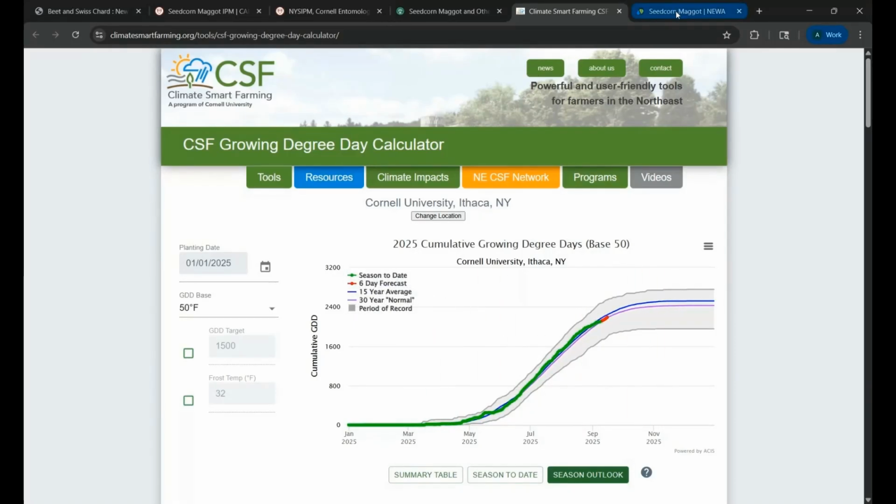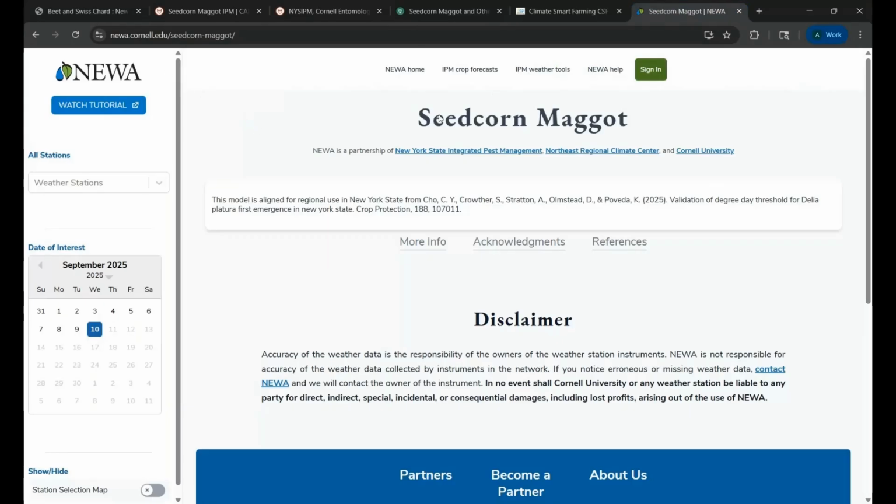I know that they are working on a tool for NUA. So they're taking this maggot tool and putting it into NUA, which if you're not familiar with NUA, they use real-time weather data that's actually collected on farms, right? So different from the weather data that's collected at, say, an airport or in the middle of a city, where temperatures are going to be a little bit warmer than they are out in a real farm setting. So stay tuned for this.